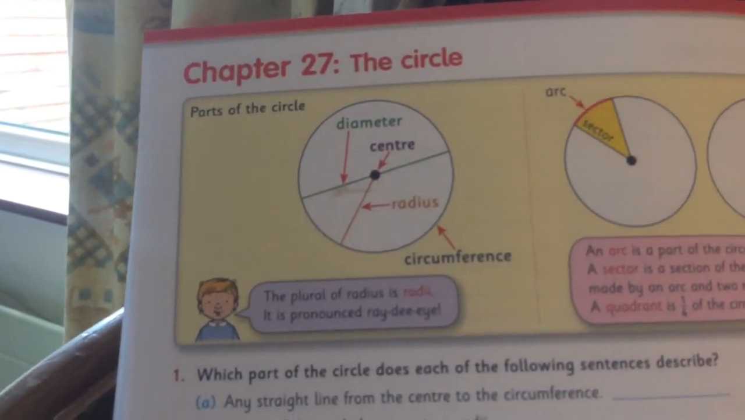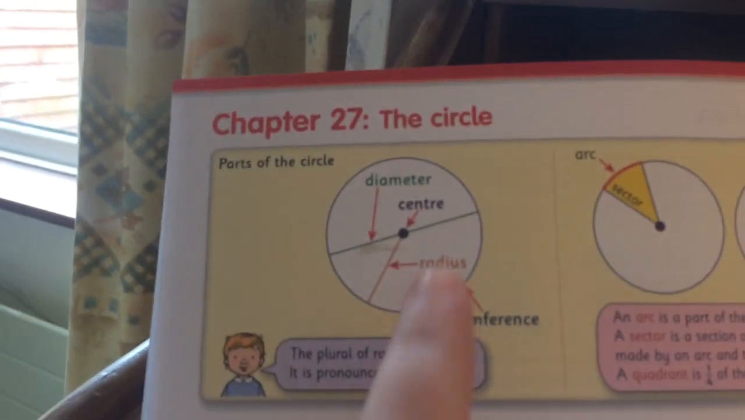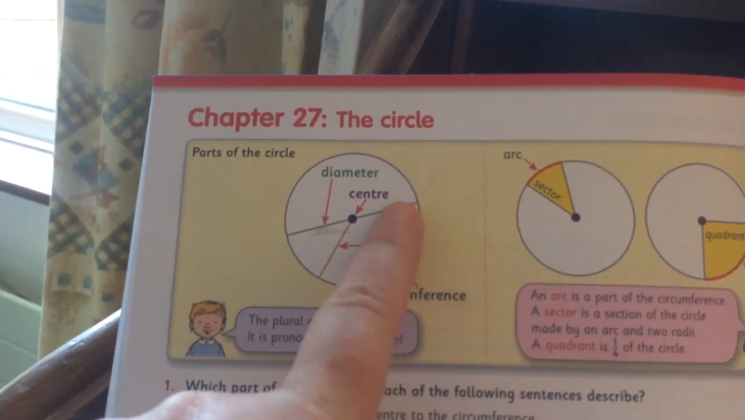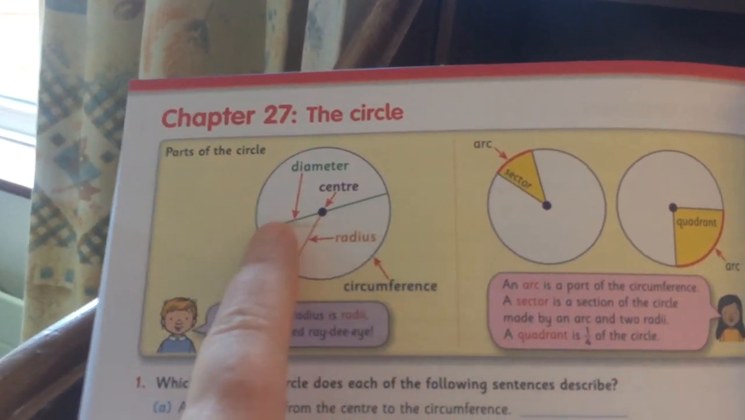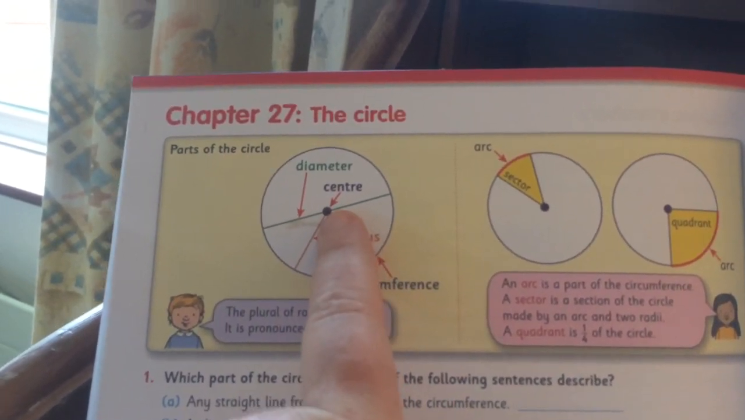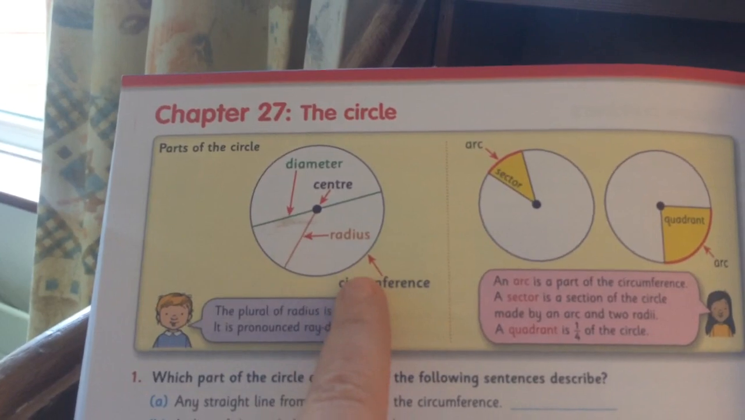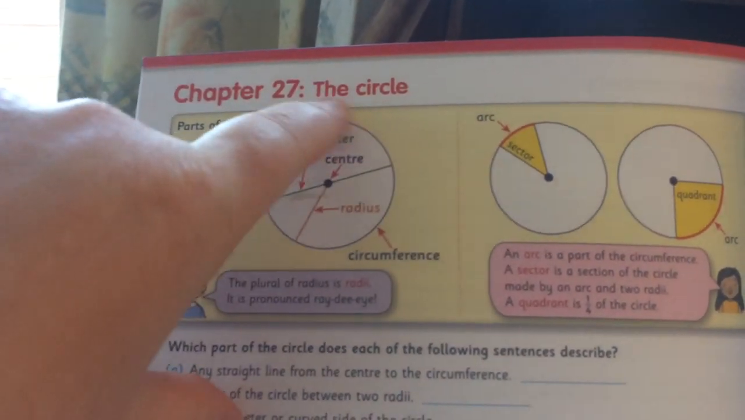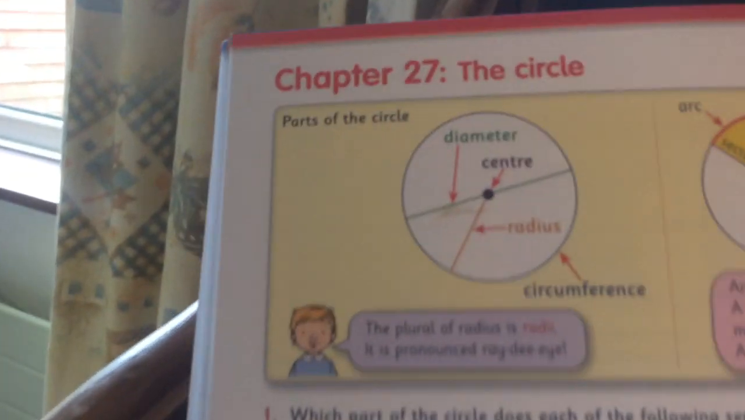We're just looking at the parts of the circle first to begin with. So the center obviously is the midpoint in the middle of a circle. The diameter is the whole way across it, so a line that goes the whole way across. The radius is any line that comes from the center of the circle out to the circumference. So the circumference is almost like the perimeter of the circle, the outside line of the circle, okay?